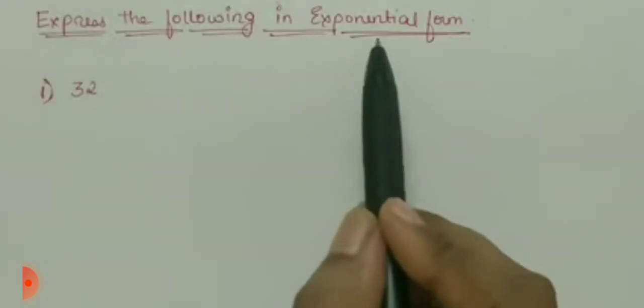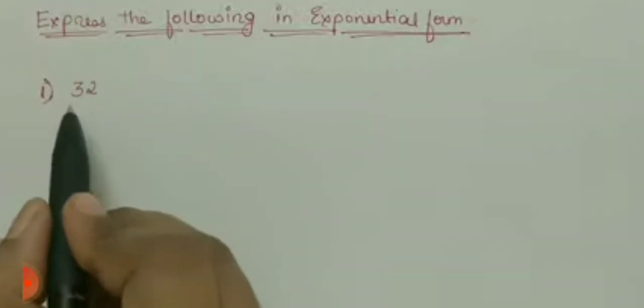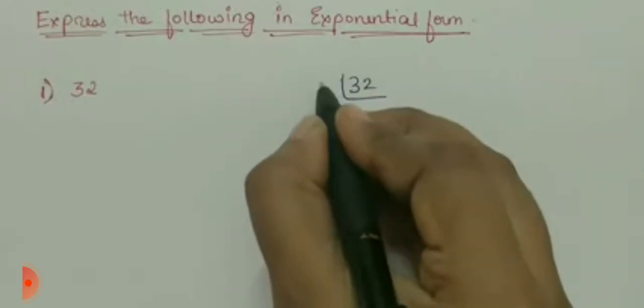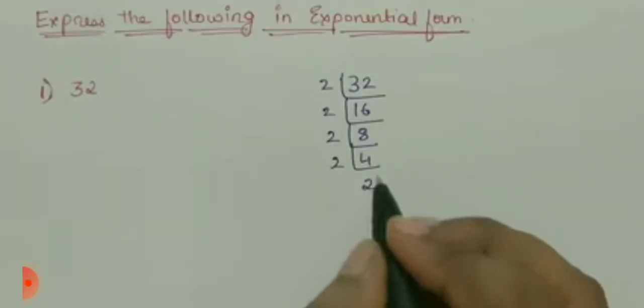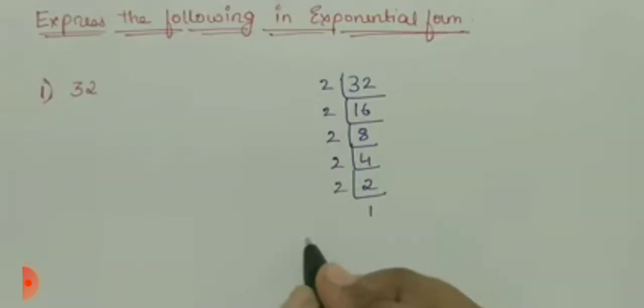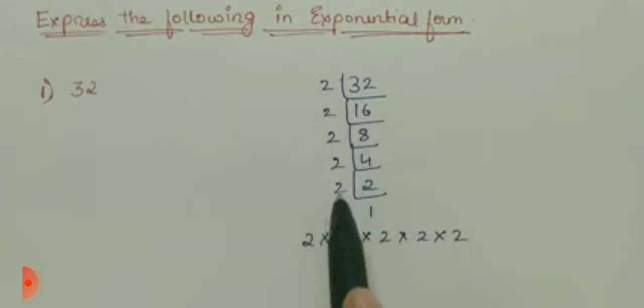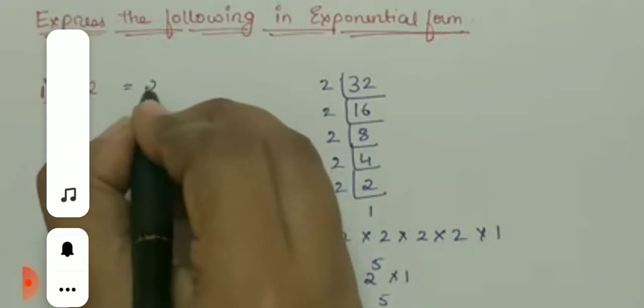Express the following in exponential form. First one, 32. By using the prime factorization method, we express 32 in exponential form. 32, 2 16s, 2 8s, 2 4s, 2 2s, 2 1s. So we can write it as 2 into 2 into 2 into 2 into 2, 5 times, into 1. So 2 to the power 5 into 1 is equal to 2 to the power 5. So 32 is equal to 2 to the power 5.